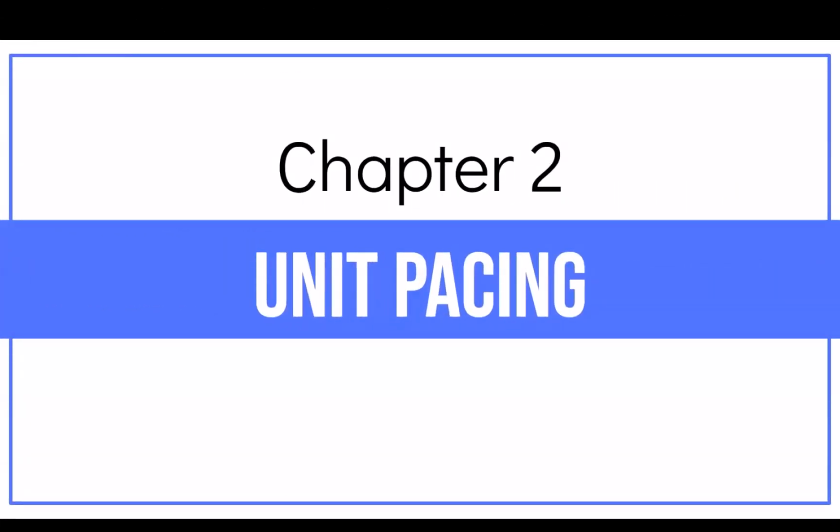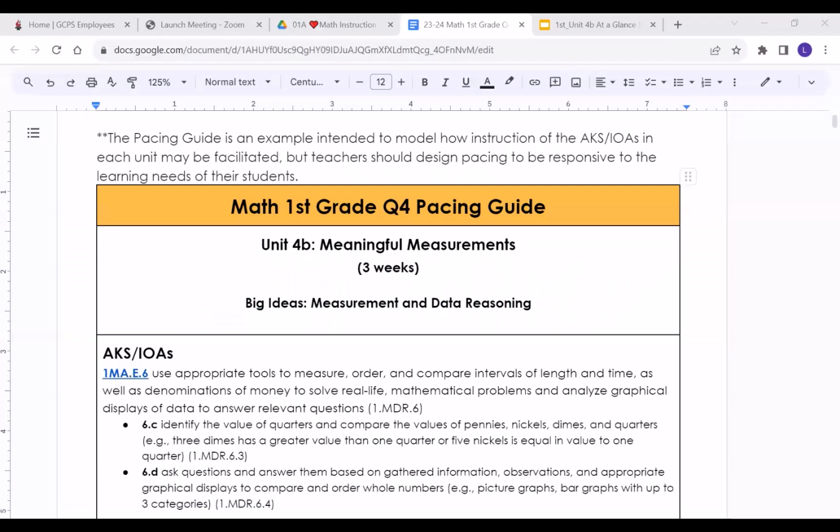Let's look at the pacing guide to see how the AKS and IOAs have been paced out over the course of Unit 4B. In the top portion of the pacing guide, we see the name of the unit, the big ideas for the unit, and the suggested pacing. Unit 4B will focus on measurement and data reasoning. The suggested pacing for the unit is about 3 weeks.